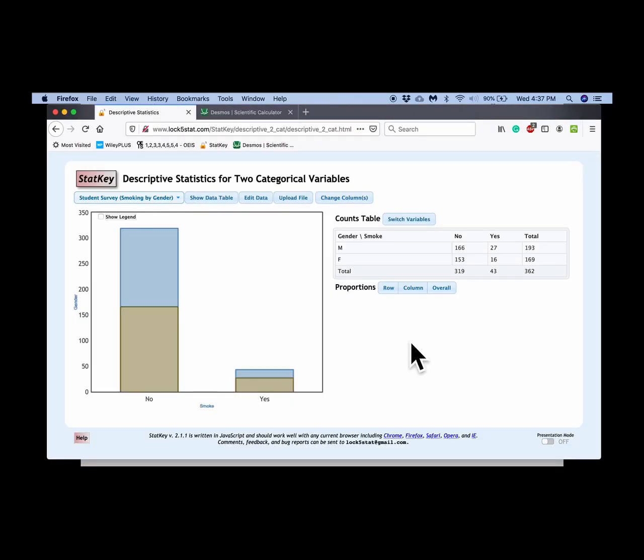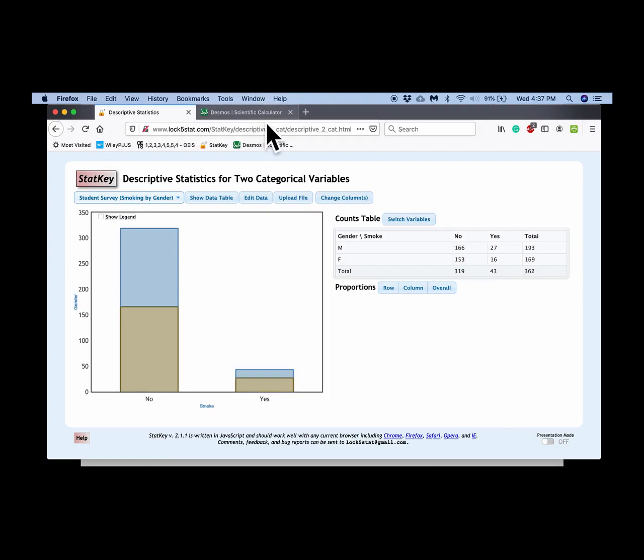Okay, next question. What proportion of the students are males that smoke? Now, by the way the question is being asked, what proportion of the students? We know that the students are going to form the denominator. That's going to be the 362. What proportion of the students are males that smoke? Well, we're going to look for males that are smokers, and there's that 27. So there's 27 students that are males that smoke, and that's going to be out of the 362 total students.